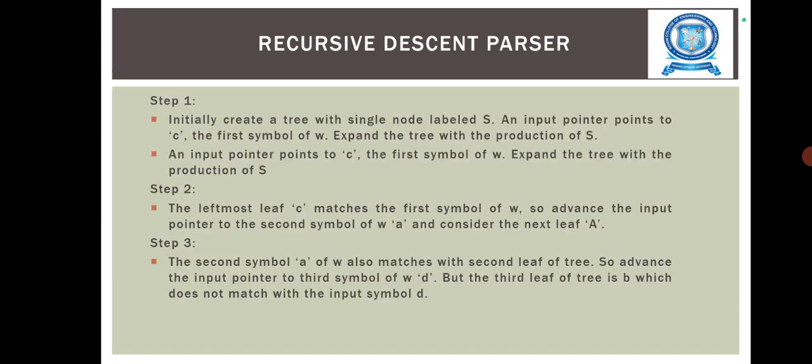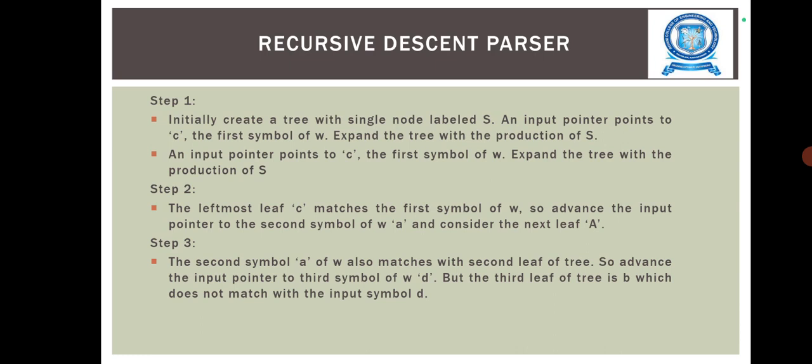Recursive descent parsing, step 1. Initially create a tree with a single node labeled S and the input pointer points to C, the first symbol of W. Expand the tree with the production of S.